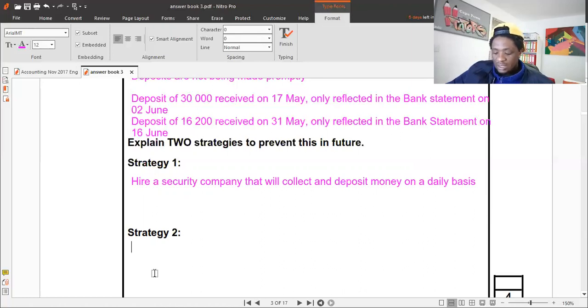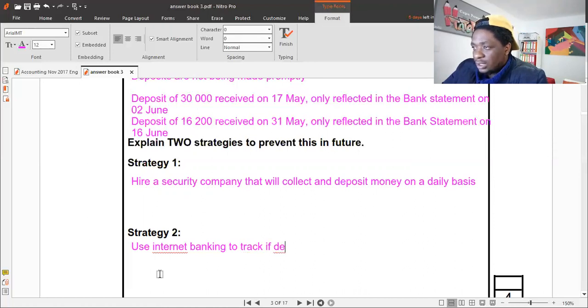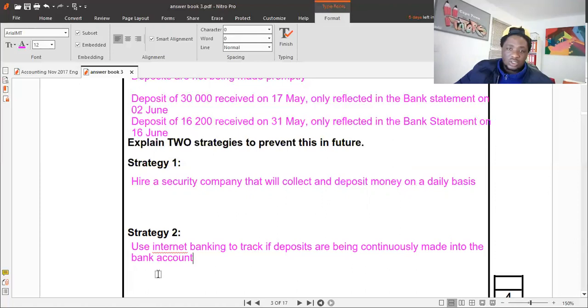And then the other strategy that I thought of is to use internet banking to track if deposits are being continuously made into the bank account. So you can use internet banking to check every day if the money is actually being deposited at the bank and so forth.